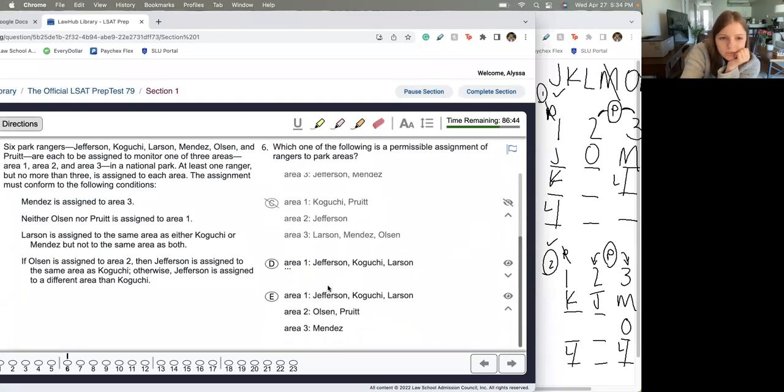E, we don't have O or P in area 1, so we're good there. L has to be with K or M. We're good there. If O is assigned to area 2, then J is assigned to the same area as K. Yeah, there's our answer choice. Our answer choice is E.